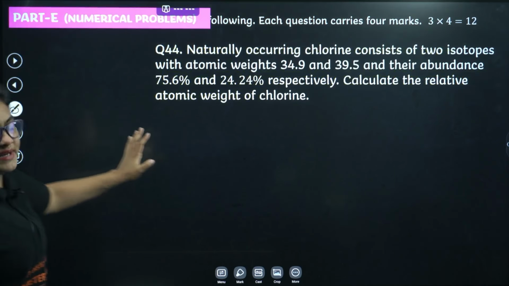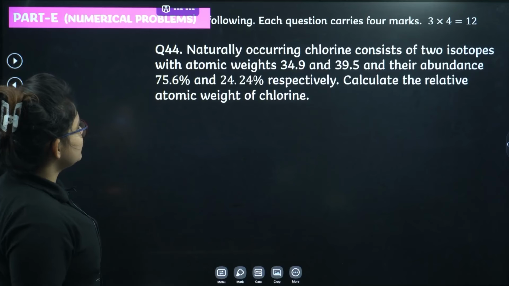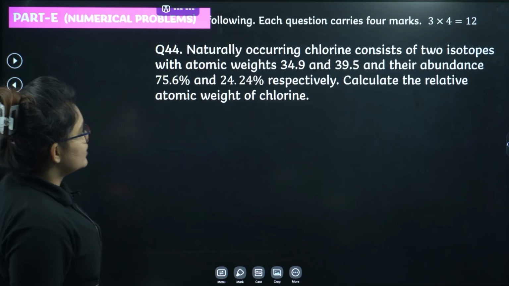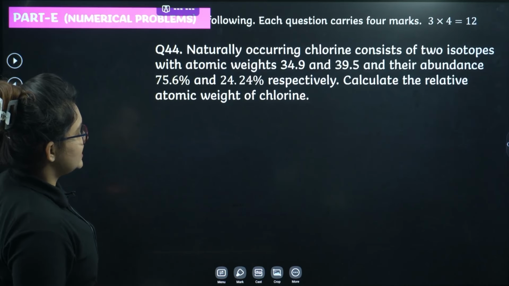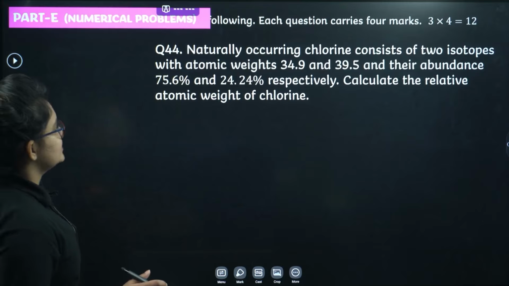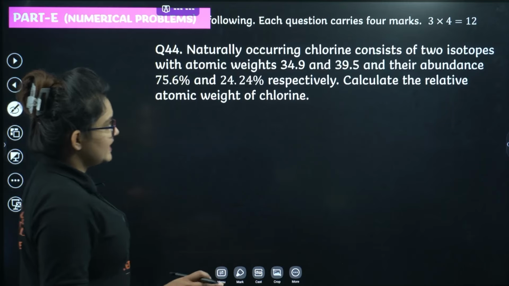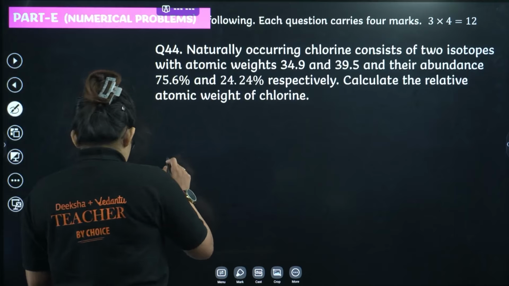Now the numerical portion has come up. So let's proceed with the first numerical. Naturally occurring chlorine consists of two isotopes with atomic weights 34.9 and 39.5, and their abundances are 75.6% and 24.24% respectively. Calculate the relative atomic weight of chlorine. There is a formula basically.